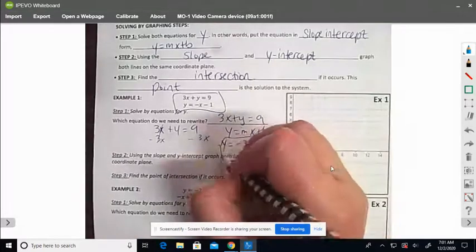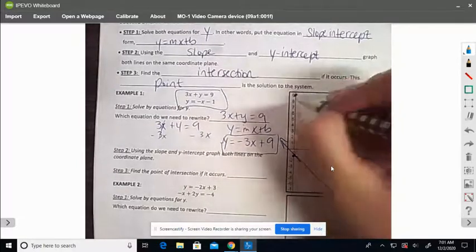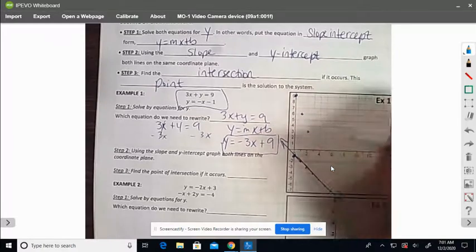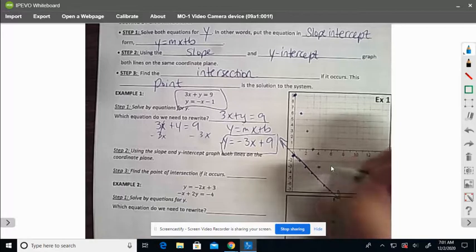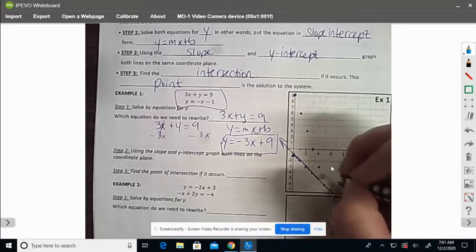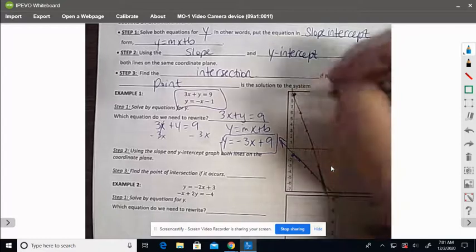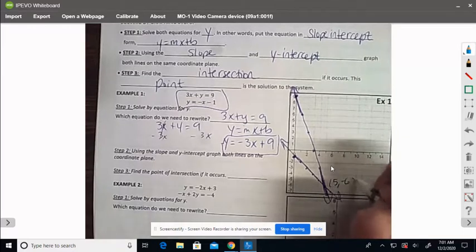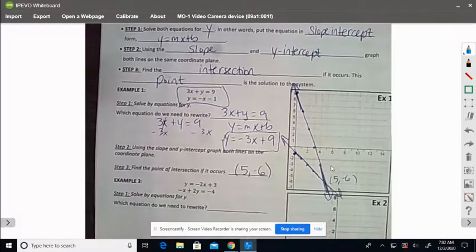Now I have this equation, and I can graph that one. I'm starting at the y-intercept of 9, and I go down 3 over 1, down 3 over 1, down 3 over 1, down 3 over 1, down 3 over 1, and I see that they intersect here. Now I'm going to name that point of intersection. That is (5, -6). That is my solution to the system.